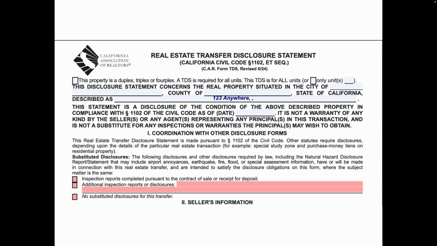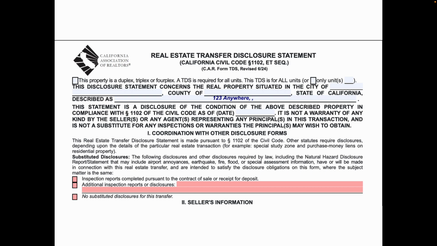I just wanted to point out to you that if you don't check one of those boxes, the TDS is not complete. Okay, so it is an incomplete document. Most commonly, this is going to be the box that's checked, because you're not going to have any substituted disclosures. If you do, for example, if you have additional inspection reports or something from a previous transaction, you can use this, and then you can check this box.